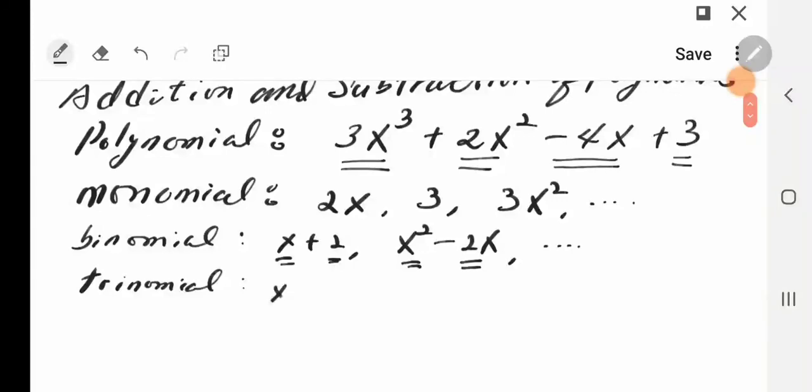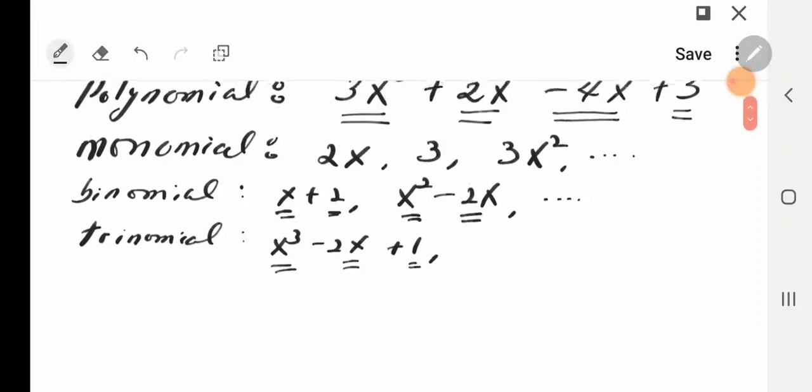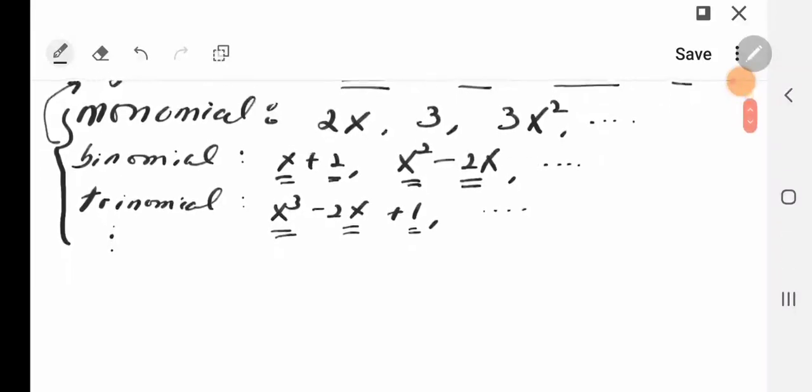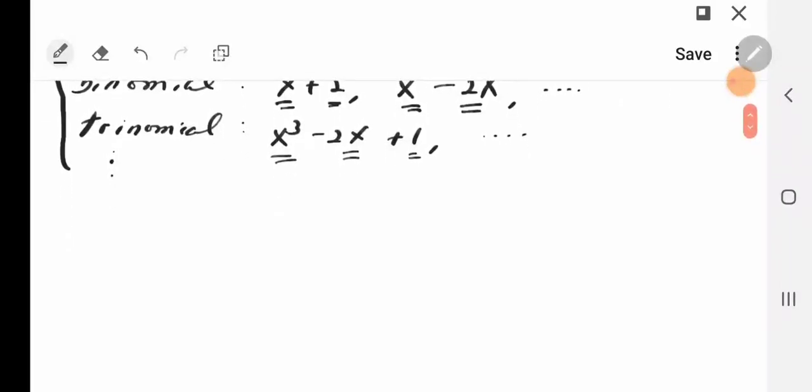Trinomial. So for example, x cubed minus 2x plus 1. There are three terms. And then there are 4 terms, 5 terms, and so on. Everything is called a polynomial. All of them are called polynomials. Okay, then let's try adding polynomials.